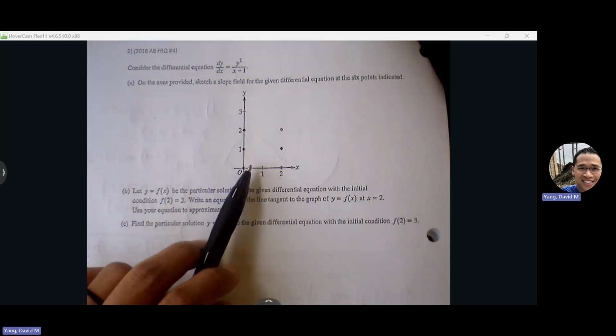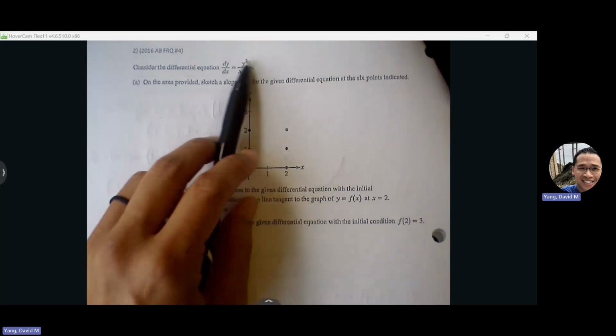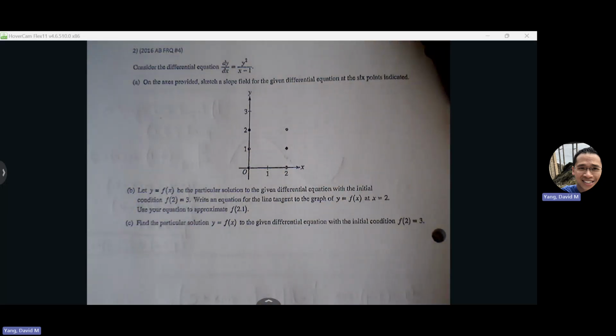Identify the location of your order pairs, plug them into the derivative, and then if you get a positive number, you're just going to do a positive slope segment. If you get a negative number, you'll do a negative slope segment. If you get a 0, you'll do a horizontal line segment. What if you get like a 10 over 0? Nothing. Yeah, leave it blank. We don't do vertical lines. We just leave it blank.